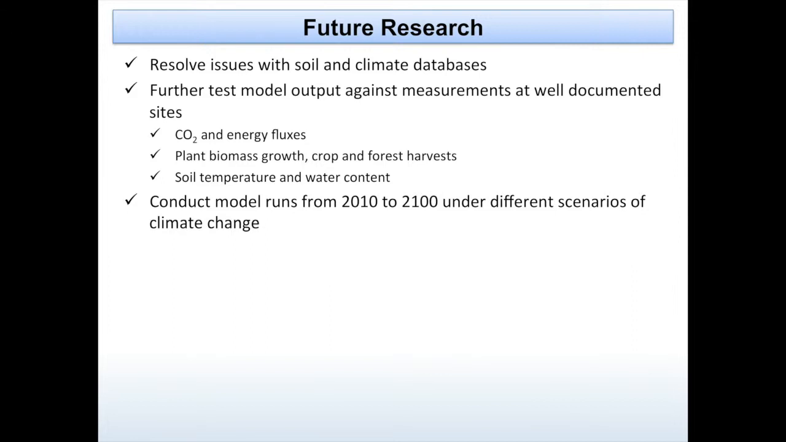We also need to monitor soil temperature and water content closely. And then in the future, conduct model runs to the end of the century under different scenarios of climate change from some of the IPCC SRES scenarios. We have those racked up and ready to go, but we want to do some more testing here first before we start making those projections.